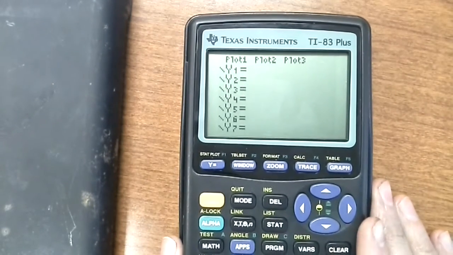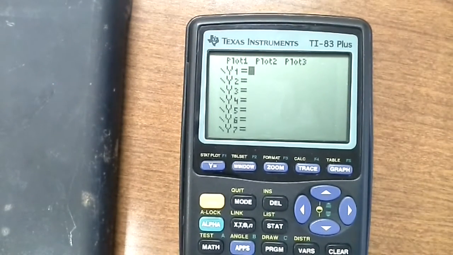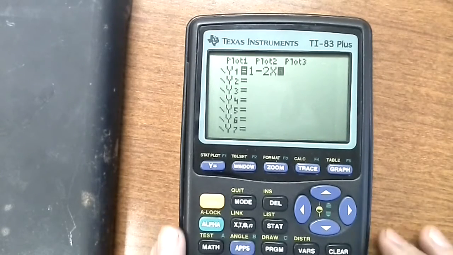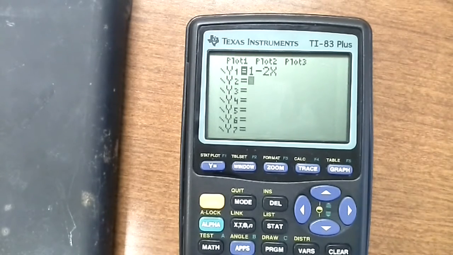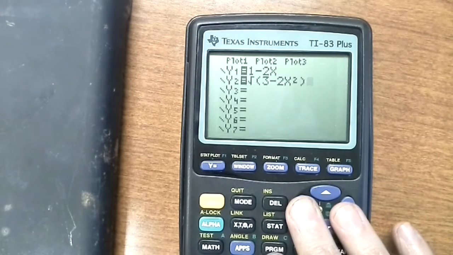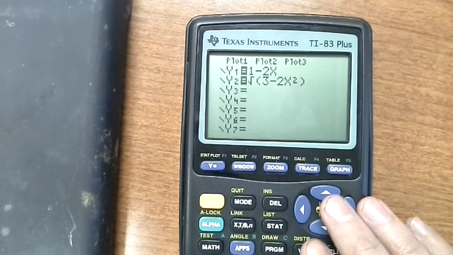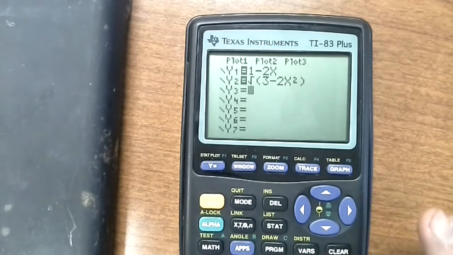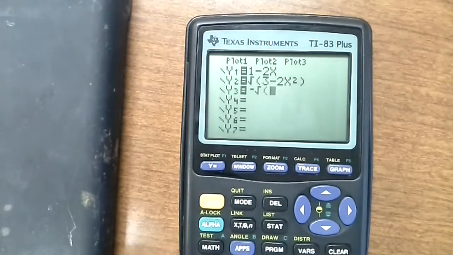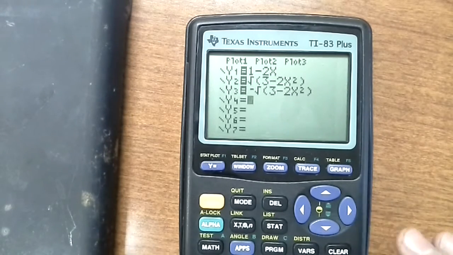So the first step is to enter each of those equations into the calculator. We had 1 minus 2x as one of the equations, and then the square root of 3 minus 2x squared was the other. But we really need to do plus or minus for that one, and you can't do that in just one line for the graphing calculator. So we'll do another one that's negative square root of 3 minus 2x squared.